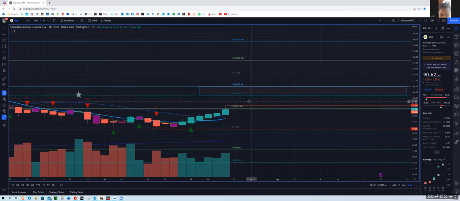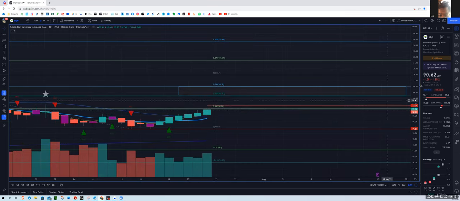So let's do it this way. Now I'm getting ahead. All right, so this is your target. This is where you're going to get in. All right, the price ended at 90.62. Monday, if it crosses over 93.06, this is a live trade. You're able to jump in to it.